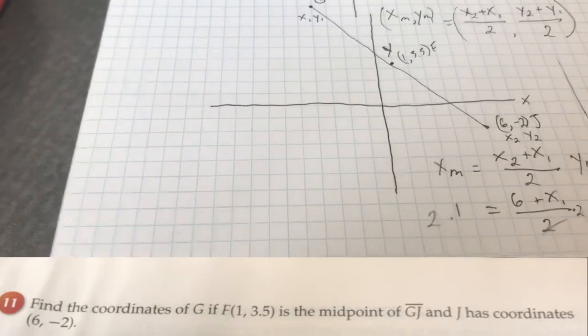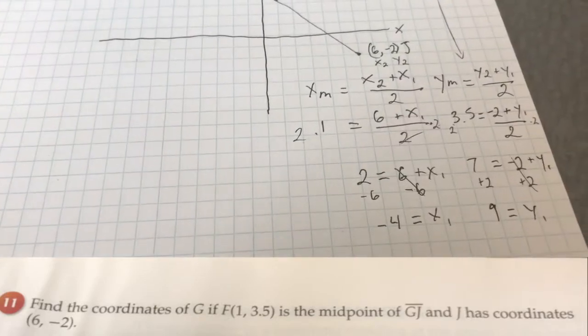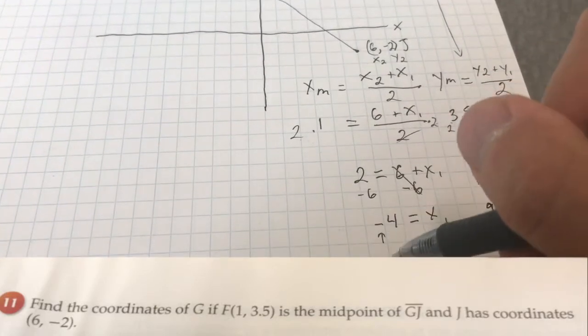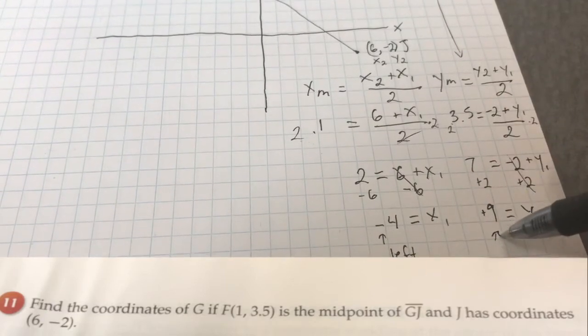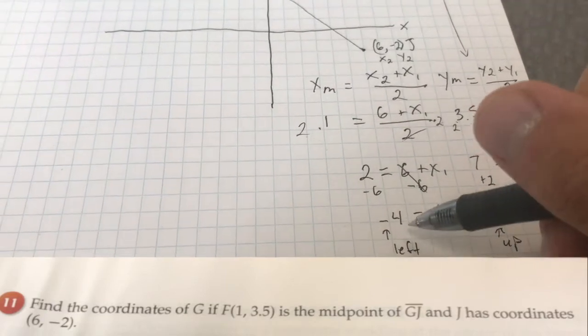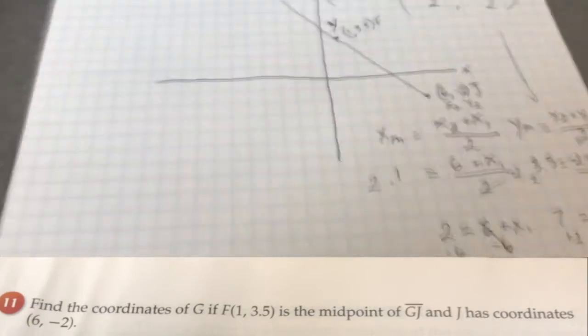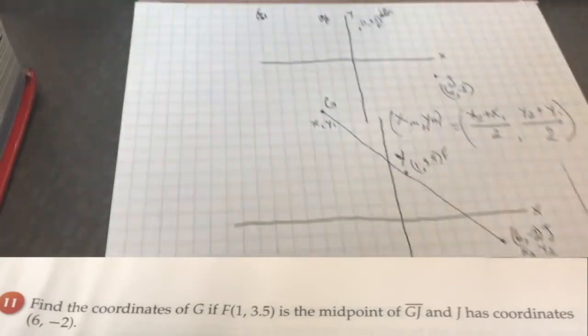If we look at our origin, are we going to go, let's see, this right here means that we're going left, and since that's positive, this is going up. So do we go left 4 and up 9? Let's find out.